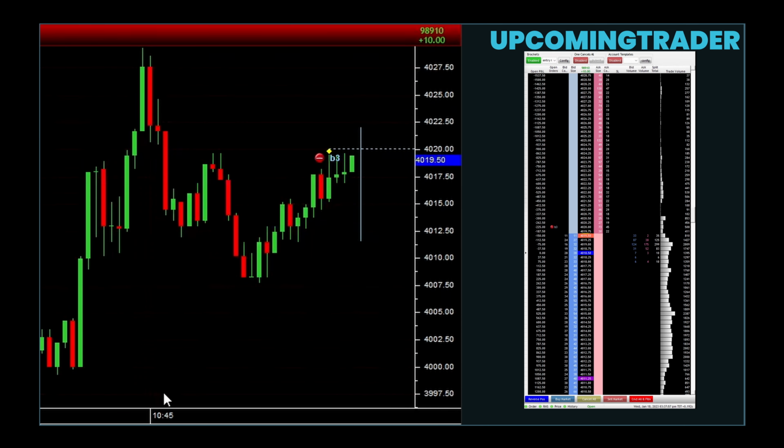Let us talk about some of the key features of a TPO chart. First, you have the point of control. This is the price that had the most TPOs during the day. Basically, it is the level that the market thought was the most fair.